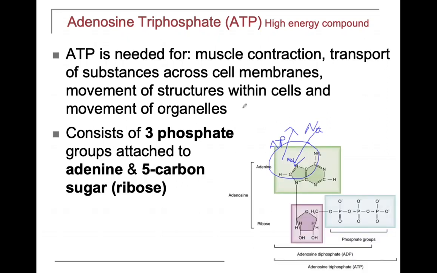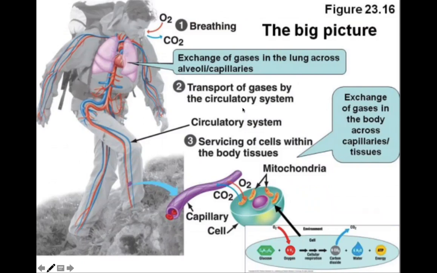Okay? All right, so the big picture in terms of energy production. We breathe in oxygen and we give out CO2. Inspiration, expiration. When the cell is providing energy, we call that cellular respiration, also known as the Krebs cycle.